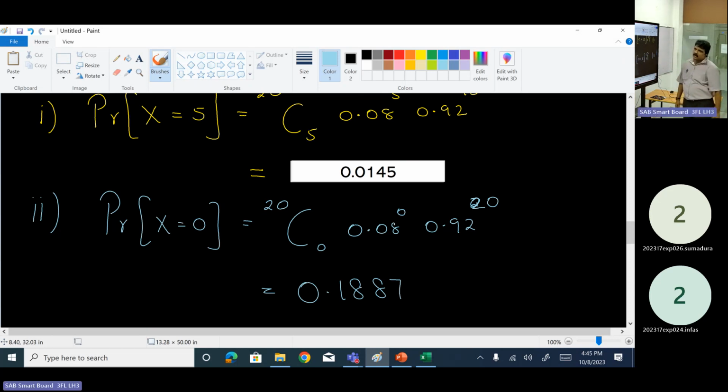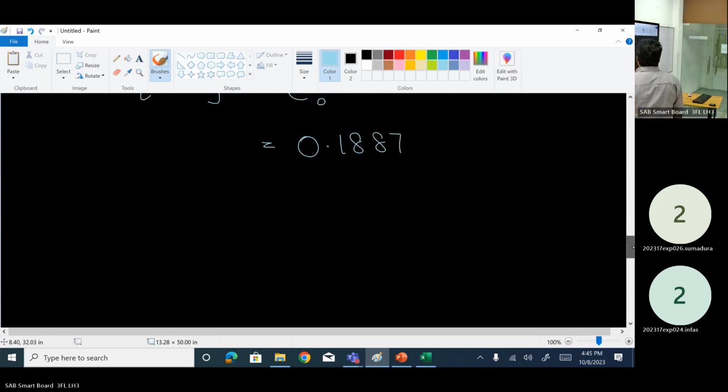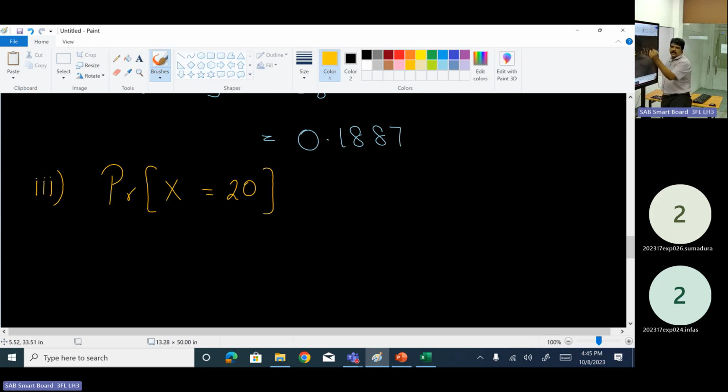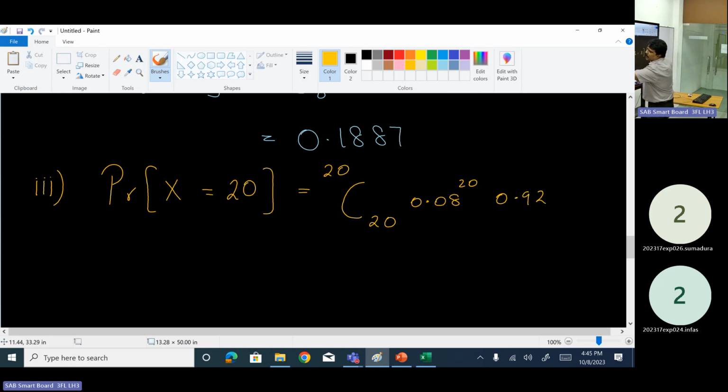So 0.188. Right. So next one, probability all broken. The third part, probability x equals all broken. So it is x equals 20. Right. So 20C20, 0.08 to the power of 20, 0.92 to the power of 0. Probability of all broken.